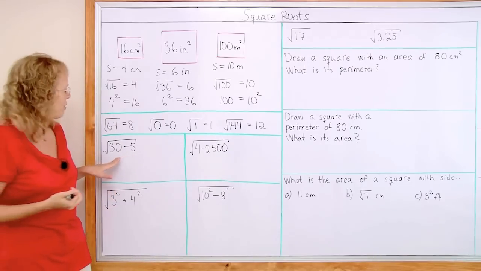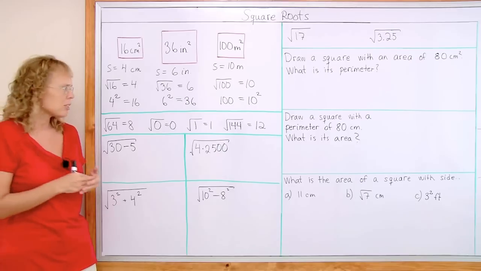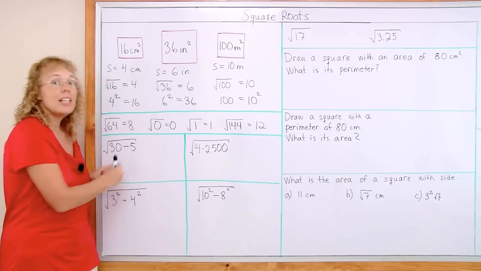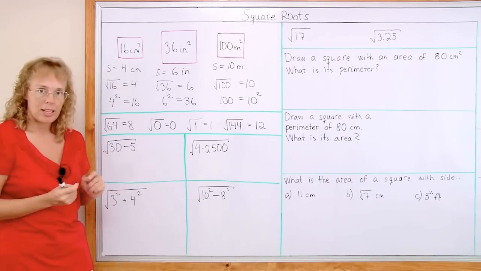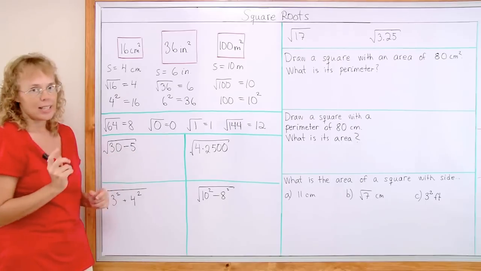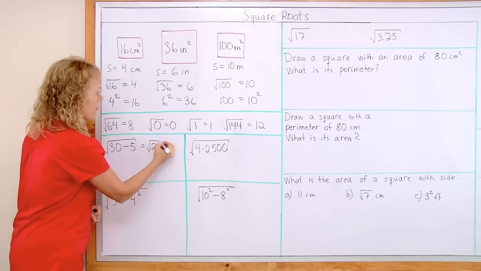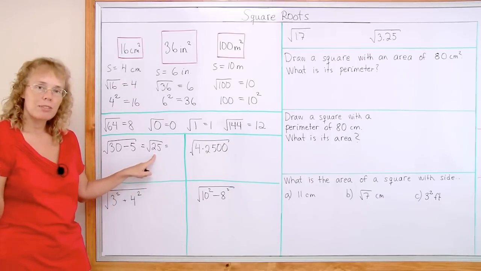Now here I have 30 minus 5 and then take the square root of it. In other words, this means that I need to first calculate 30 minus 5. It is as if there was parentheses here. They are implied. The square root is done last. So this is the same as square root of 25. And that, okay, what number times itself is 25?